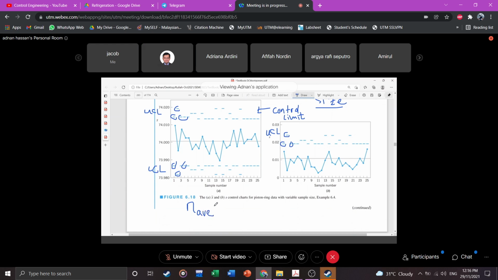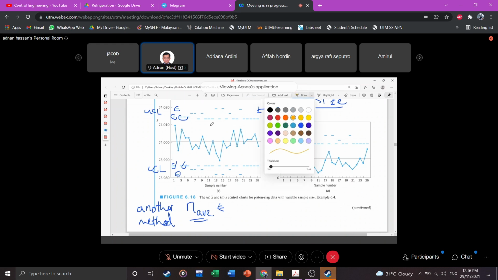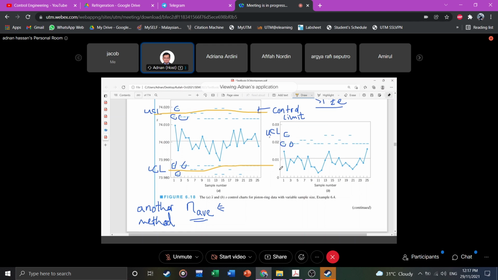We take n average, and this n average will be used in the formula. Another method: one method is to do it individually. Another method is to take the n average instead of n individually. If you take n average, you may have just one line, and also here maybe one line. This is coming from n average rather than n individual.